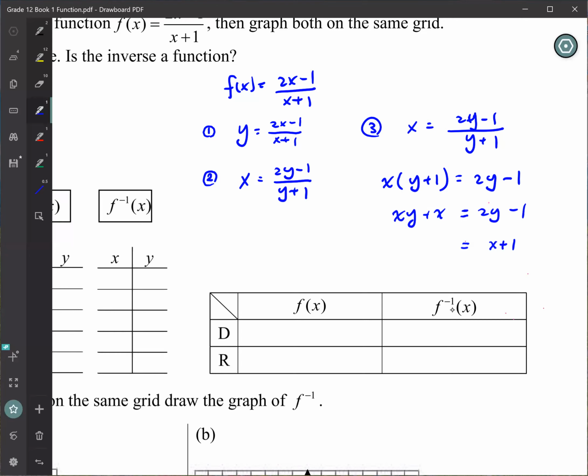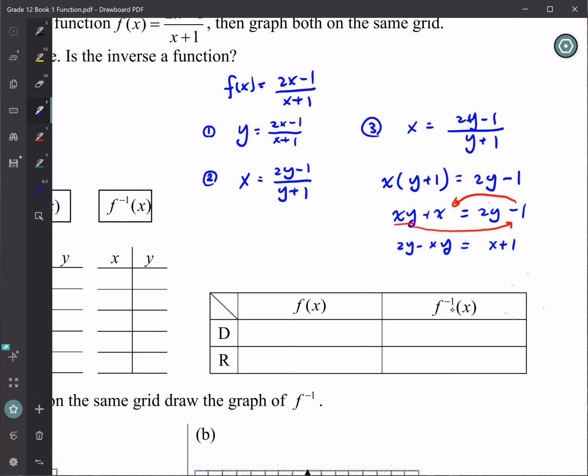Oh, wait. Let's put the arrow, okay? X minus 1, the minus 1, you move it to the left. And then which term needs to go to the other side? xy. If xy goes to the other side, it will become minus xy. So it will be 2y minus xy.